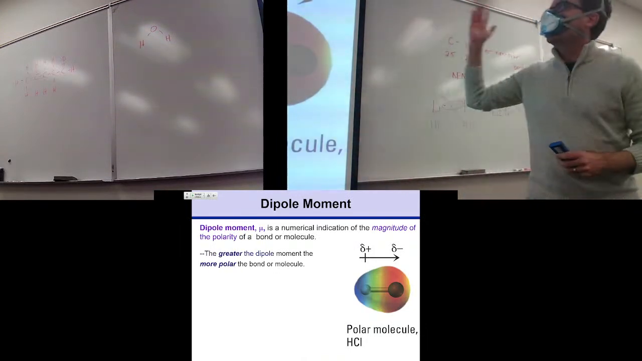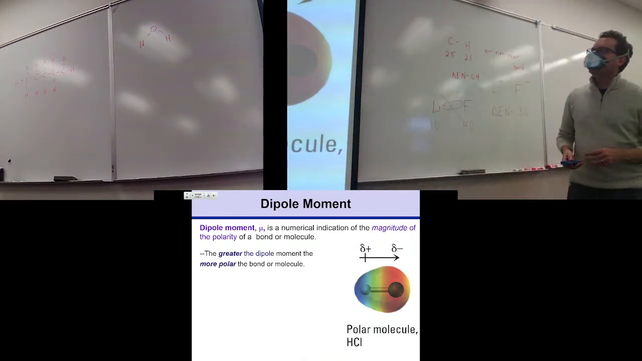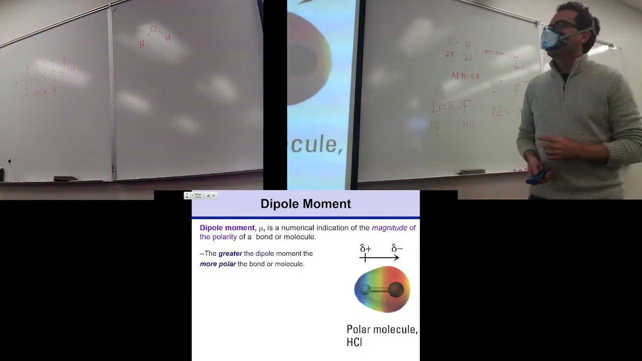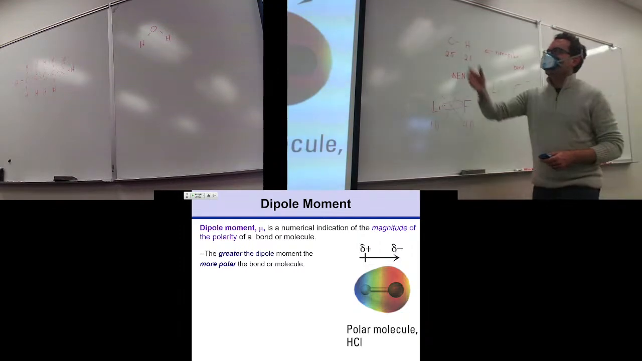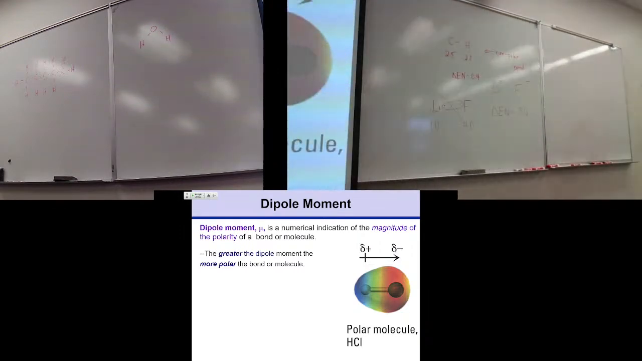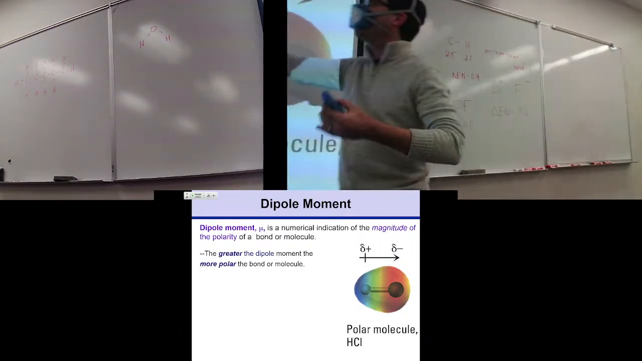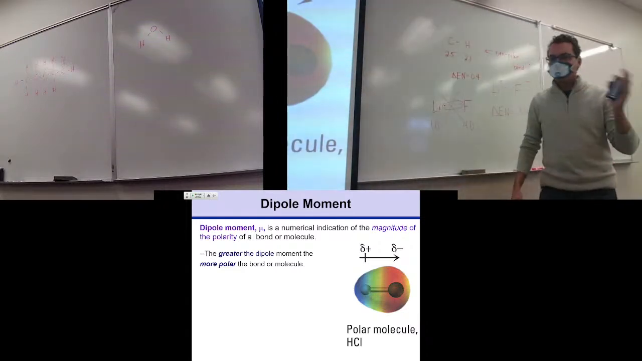So, there it is. It's a numerical indication of the magnitude of the polarity of a bond or molecule. It's a fancy way of saying not much, honestly. But that mu symbol, that's the symbol we'd use as a variable in an equation. So if you ever see that, that's what it is. We're not going to worry about that too much.